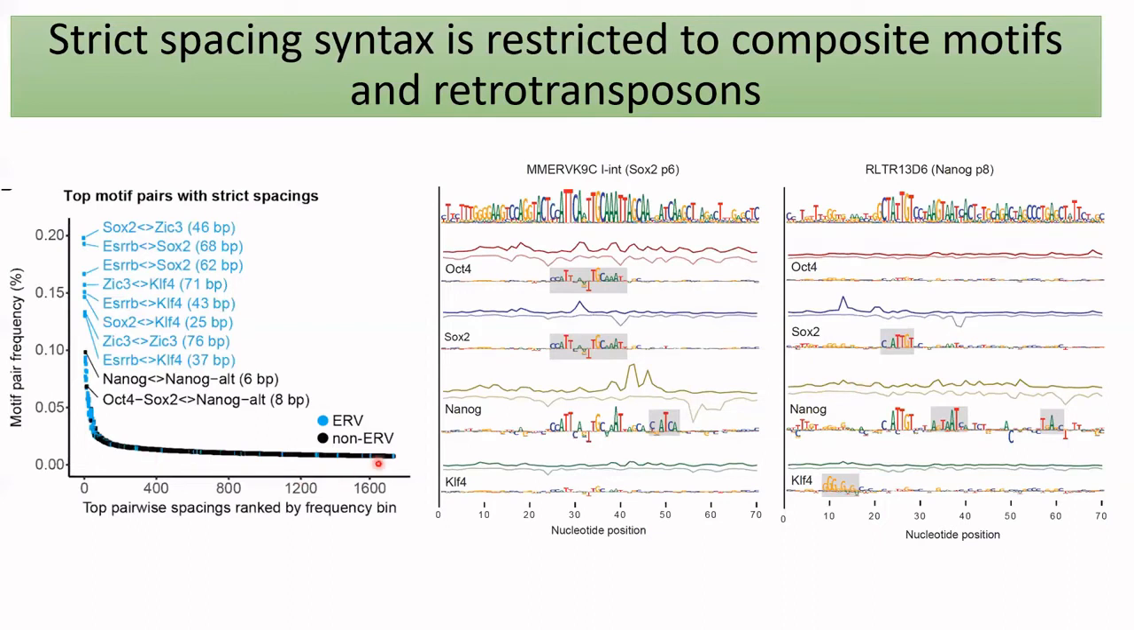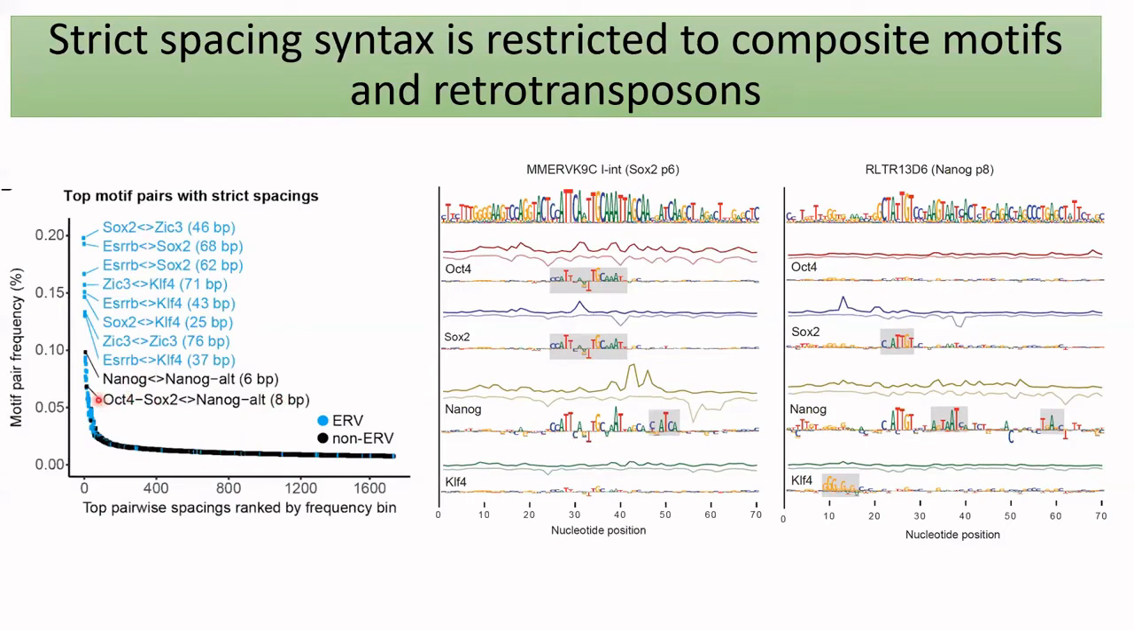And so we just ranked combinations of motifs based on strict spacing, and we looked at the frequencies in the genome. And we noticed that there's generally a depletion for strict syntax, except for 2 cases. So one case is where you have composite motifs through actual heterodimers. So for example, Nanog and Nanog alt often form a heterodimer. You often see, obviously, Sox2 and Oct4 form a heterodimer. You see Oct4 with Nanog sometimes forming a heterodimer, 8 base pairs.